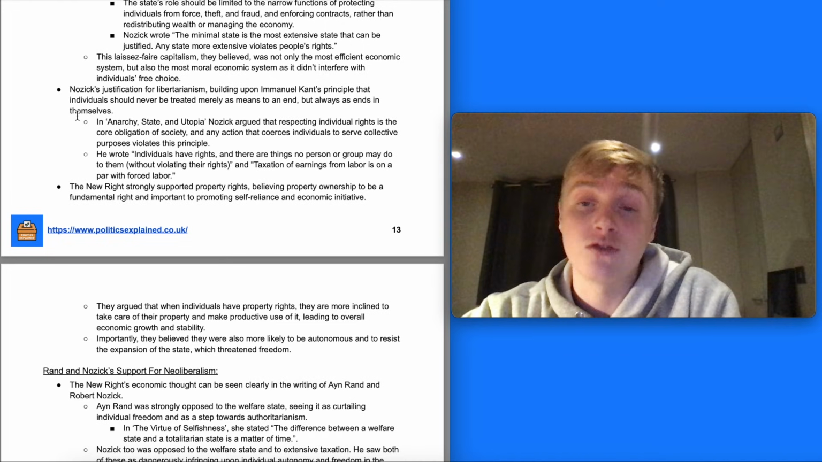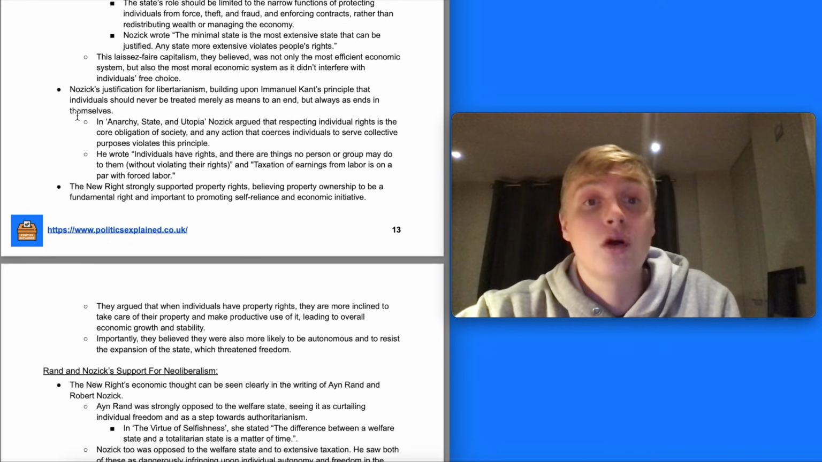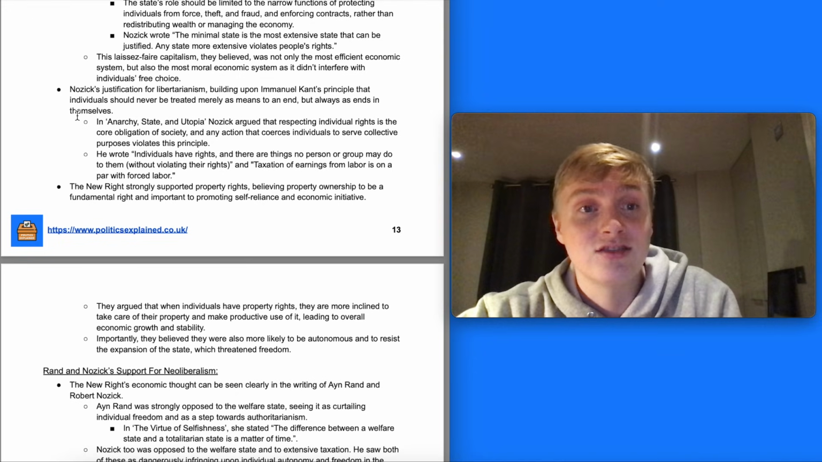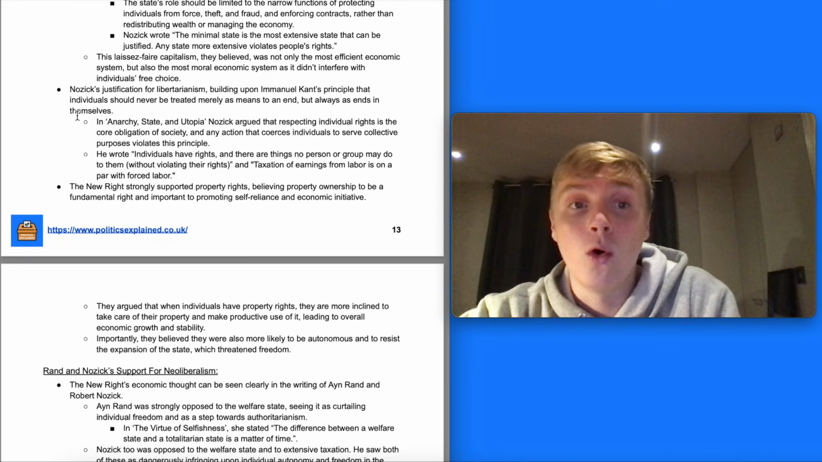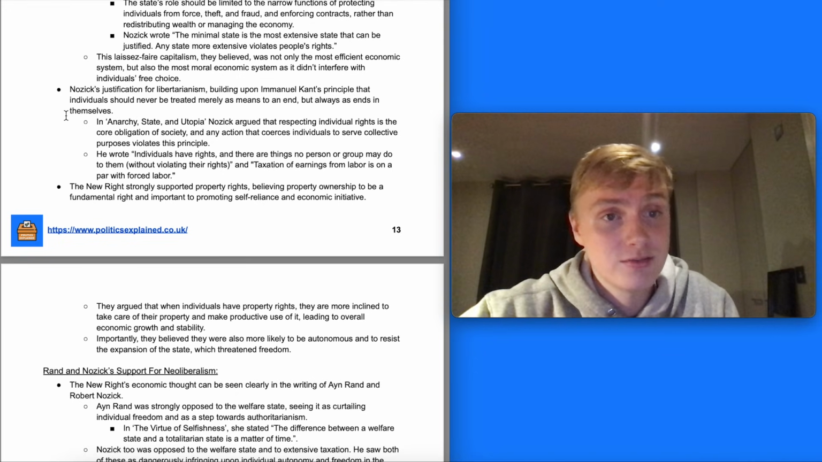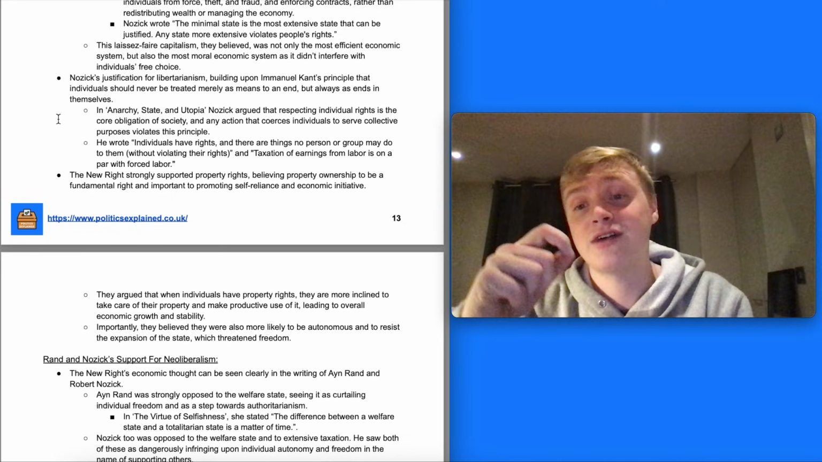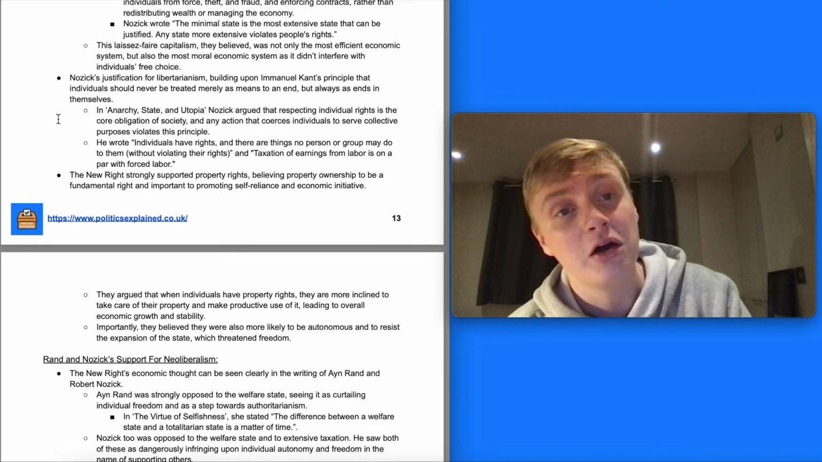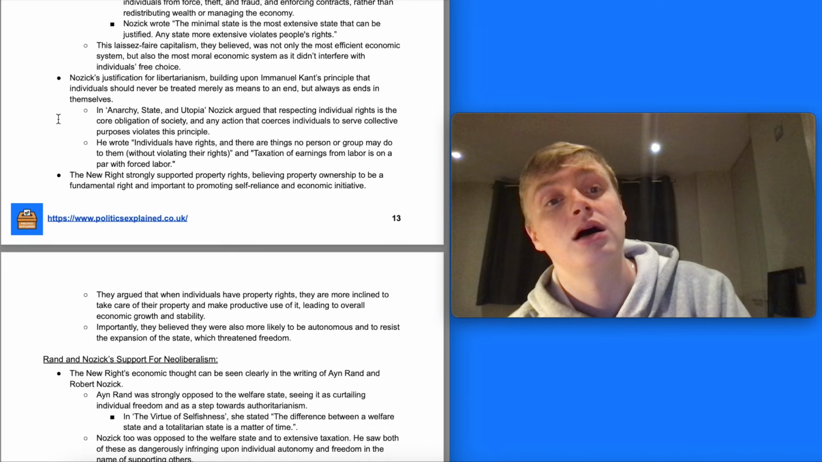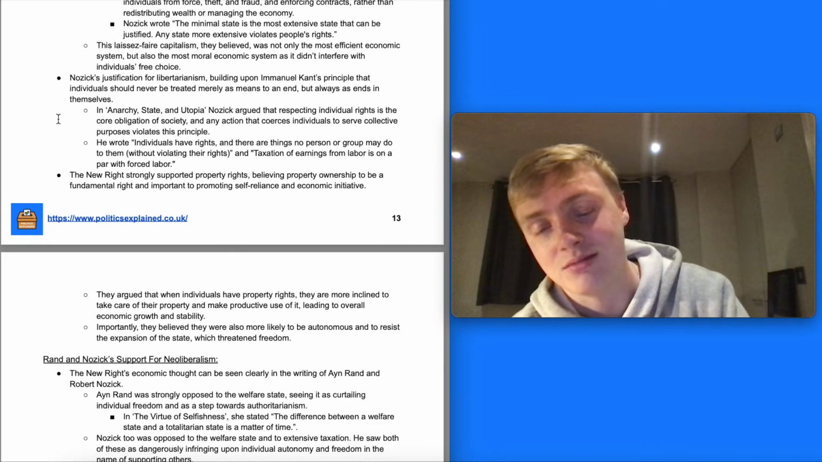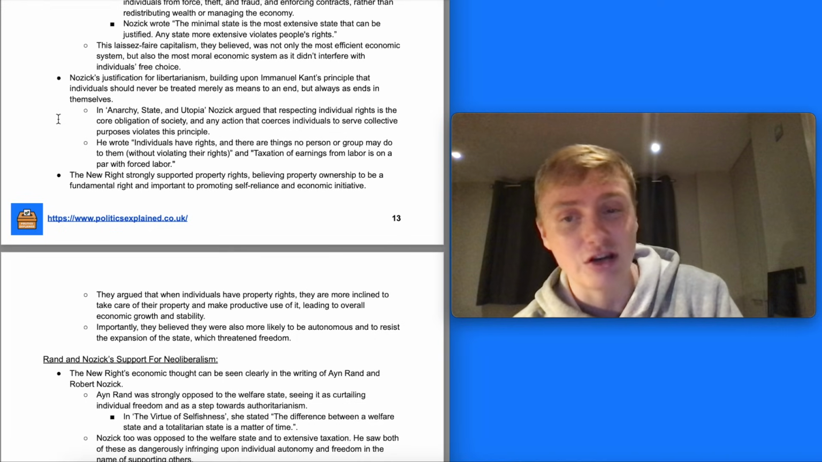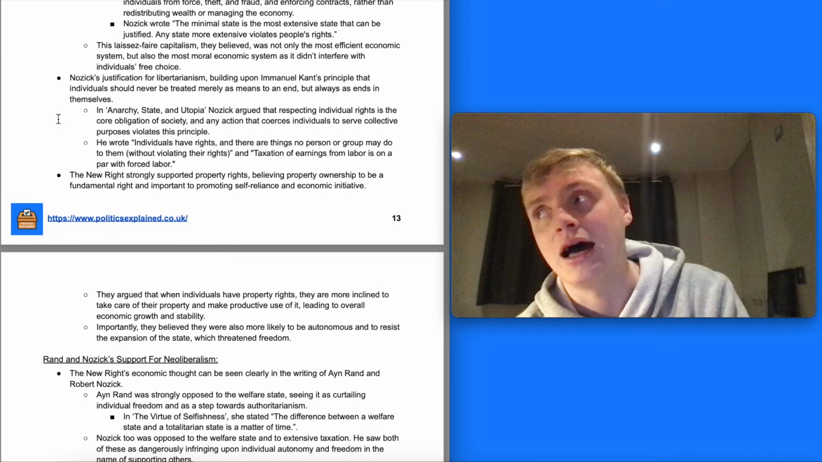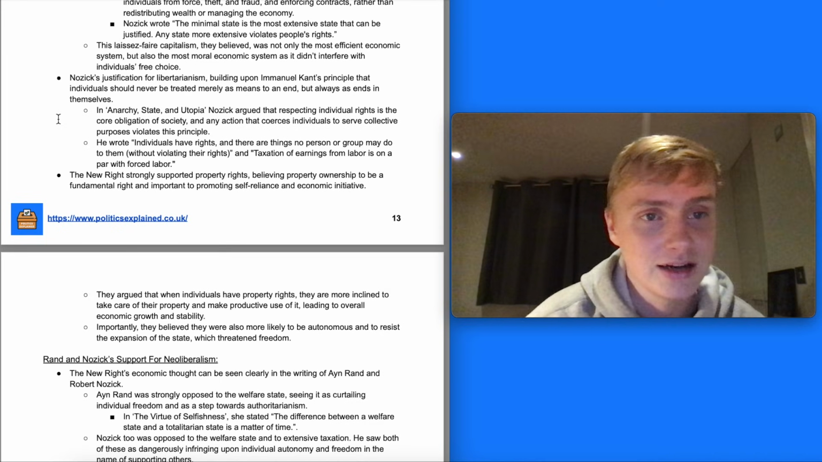Nozick, for example, saw state intervention as a real threat, and argued that the minimal state is the most extensive state that can be justified. Any state more extensive violates people's rights. So they didn't just see laissez-faire capitalism as the most pragmatic, efficient system. They ultimately saw it as the most moral economic system because it didn't interfere with free choice and largely left people alone to a much greater extent than greater state intervention in the economy did.